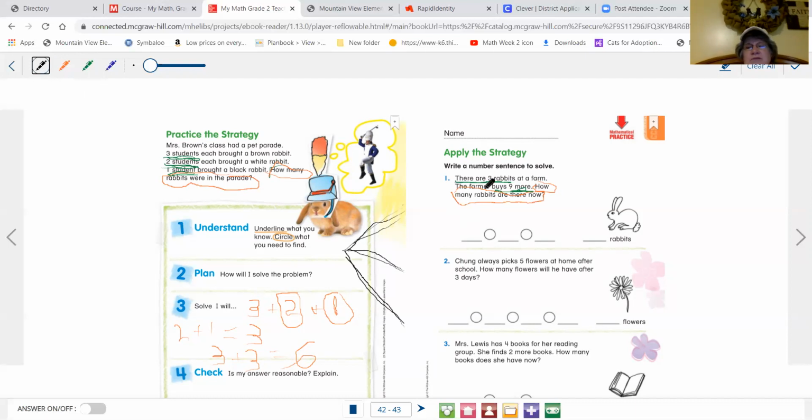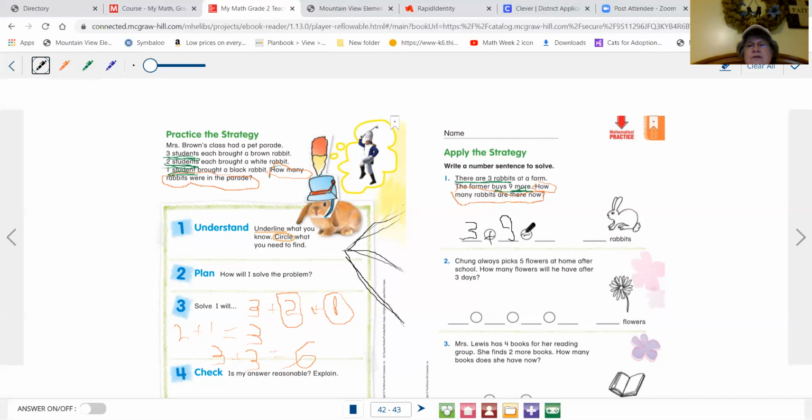Okay, so let's build it, but then I'm going to let you guys solve it. So we know there are 3 rabbits. Go back into our problem and look for that information. We know that the farmer buys 9 more. So we put in our addition sign. Okay, and we're adding on that 9 more that he buys. 9 more. That's not a very good 9. Okay, and then what's that going to equal?